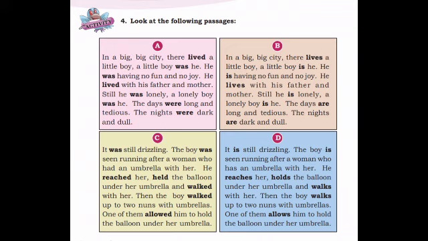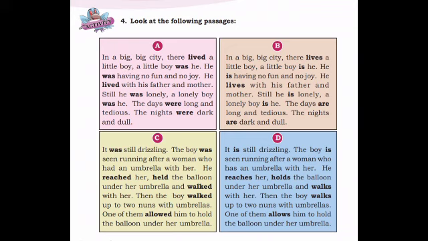Now let's go through column C. It was still drizzling. The boy was seen running after a woman who had an umbrella with her. He reached her, held the balloon under her umbrella, and walked with her. Then the boy walked up to two nuns with umbrellas. One of them allowed him to hold the balloon under her umbrella. Here, the words given in bold are in past tense. That means it shows completed action.